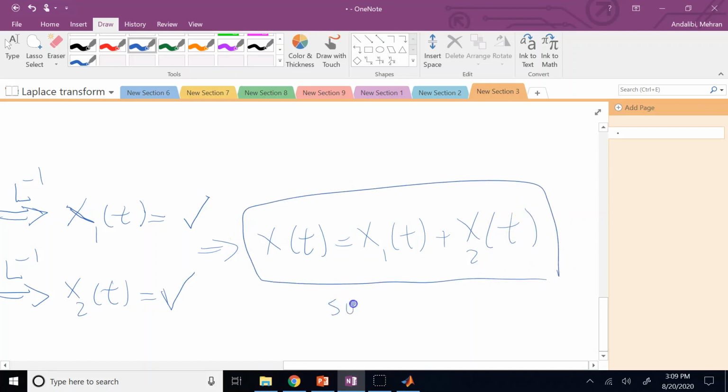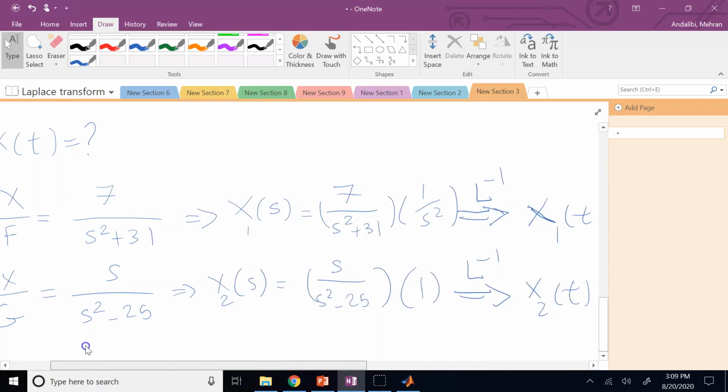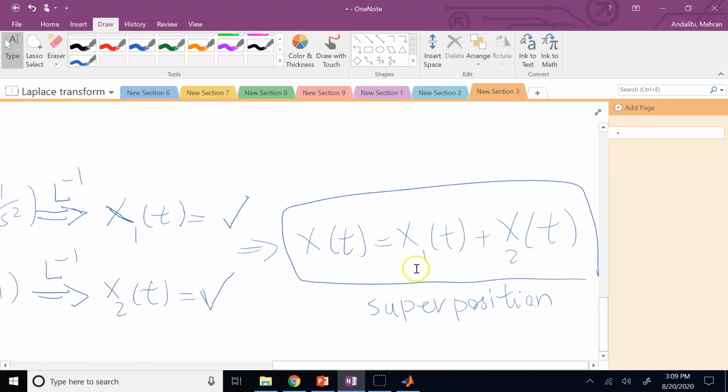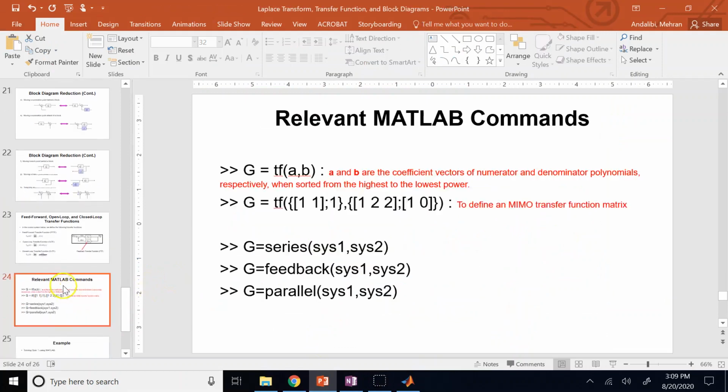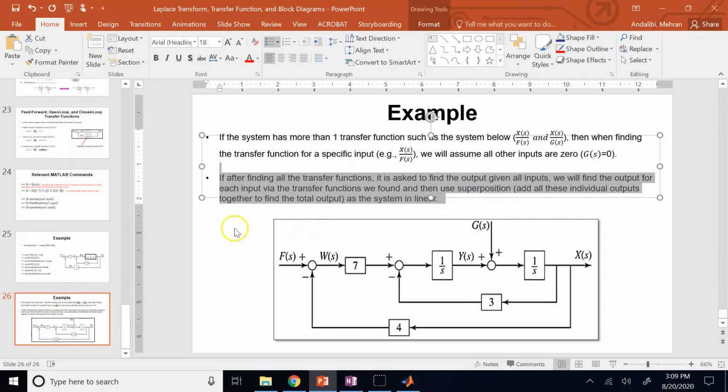This is called superposition, and it is only valid if your system's governing differential equations are what? Linear. In this case, we had transfer functions, and transfer functions means the system was linear. So when it's linear, you find individual outputs due to the inputs and then add them together. And that's what I have mentioned for you over here. Okay, we'll do more examples in class.